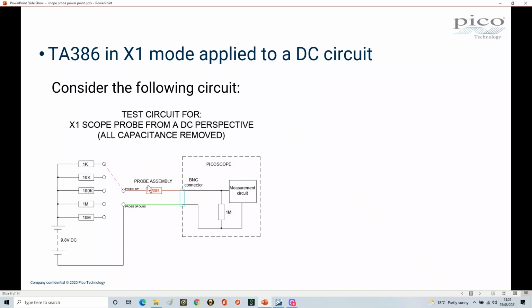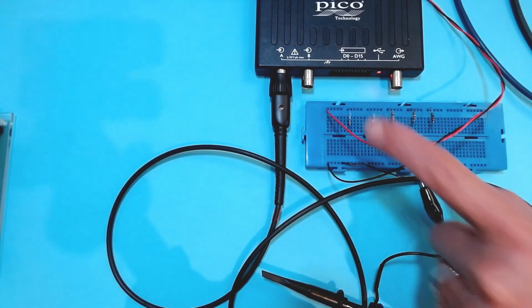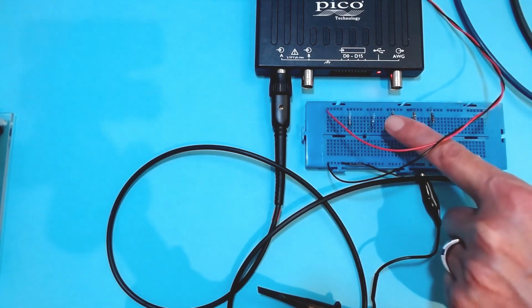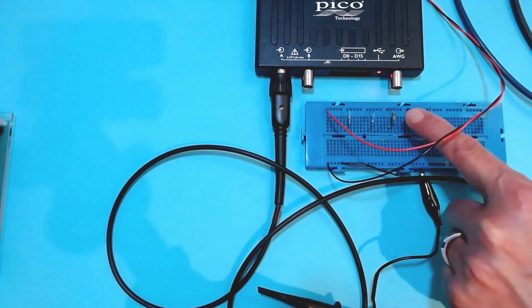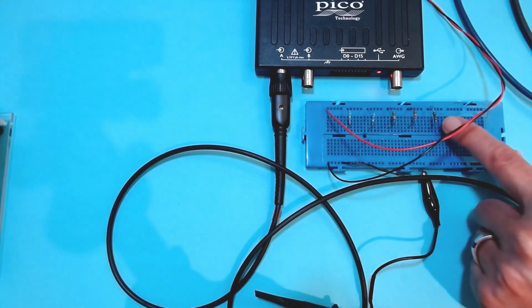So there's our 360 ohms, and also inside the picoscope there is actually a 1 mega ohm resistor across the input. And it's important we understand what the impact of all of this is on this circuit. And here I have a circuit with the 1K, 10K, 100K, 1 meg, and 10 meg resistor. These are around about 1% resistors, these ones here.